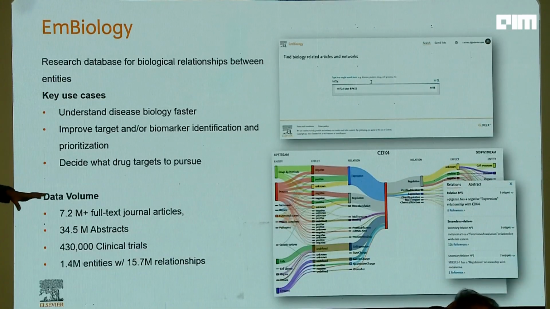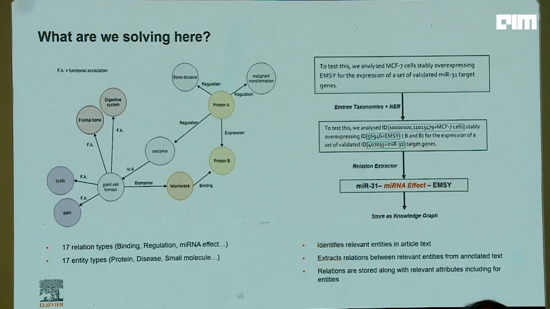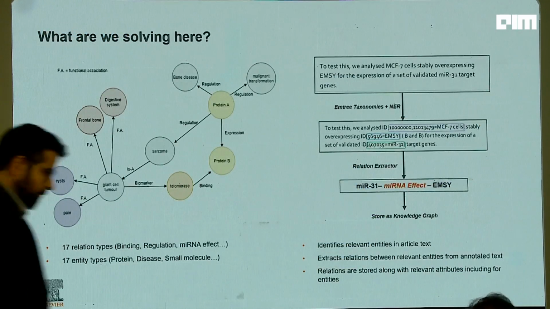We can also get articles which support this information. This is actually a very new product released earlier this year. And since we have started working on it, we have collected over 15 million relationships, which are supported by many journal full-text articles and abstracts, clinical trials, and such. Now, this was about our products. And now let's talk about what we are trying to solve here.